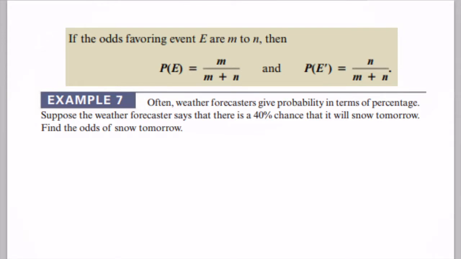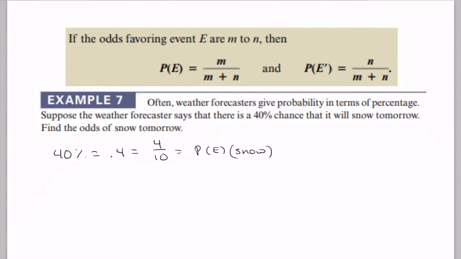So let's do number 7. Weather forecasters give probability in terms of percentage. Suppose the weather forecast said that there is a 40% chance that it will snow tomorrow. Find the odds of snow tomorrow. Okay, so we have 40% is equal to 0.4, which equals 4 out of 10. And that's the probability of snowing.